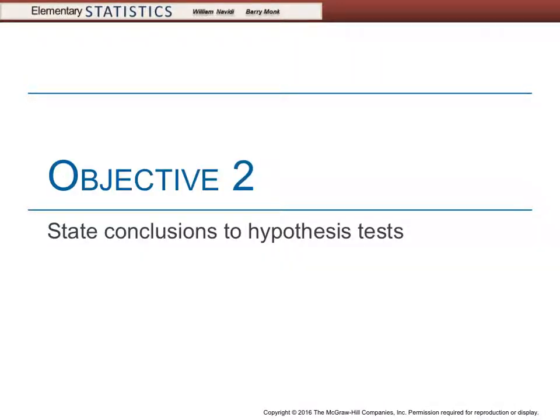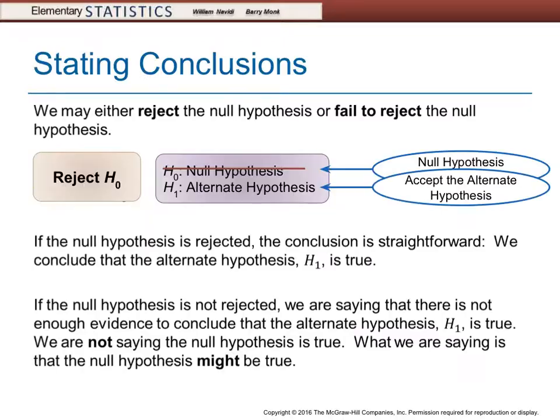So once we do a hypothesis test, we want to state the conclusion to the hypothesis test. Once we've done the hypothesis test, which will either be a z-test or a t-test, we may either reject the null hypothesis or fail to reject the null hypothesis. If the null hypothesis is rejected, the conclusion is straightforward. We conclude that the alternative hypothesis H1 is true.